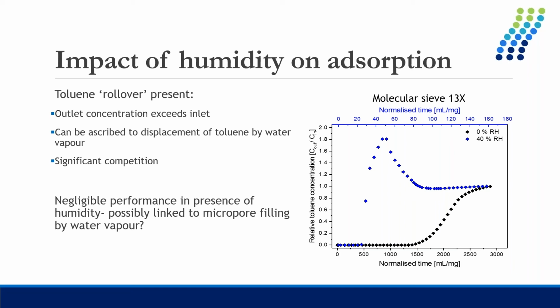So you can see that in the normalized time values. The black curve took around 1,500 milliliters per milligram. So this is around a day, actually, if we normalize based purely on time. It took around a day to actually break through, whereas we can see that it's almost 100 times lower in the humid experiment. So we believe this may be due to the pore filling mechanism of water vapor, leading to significant competition. And we wanted to investigate this.